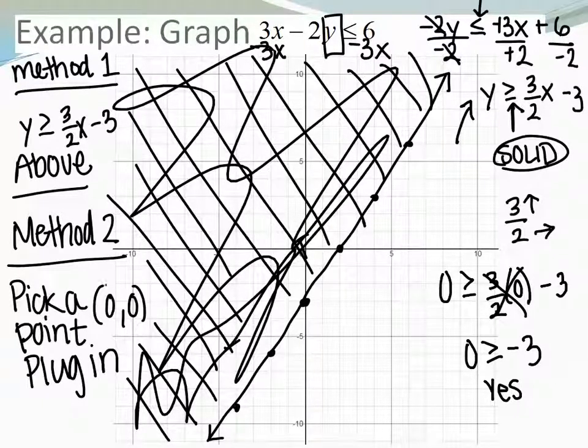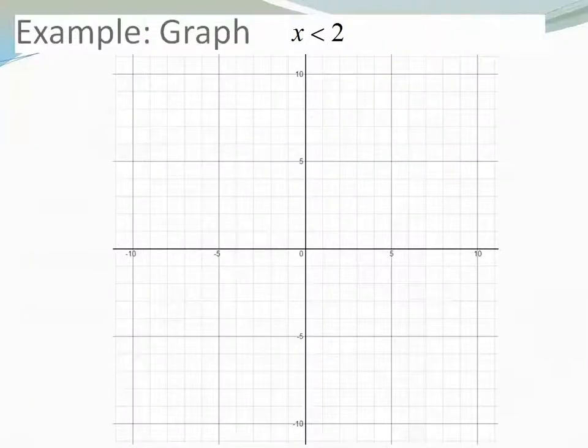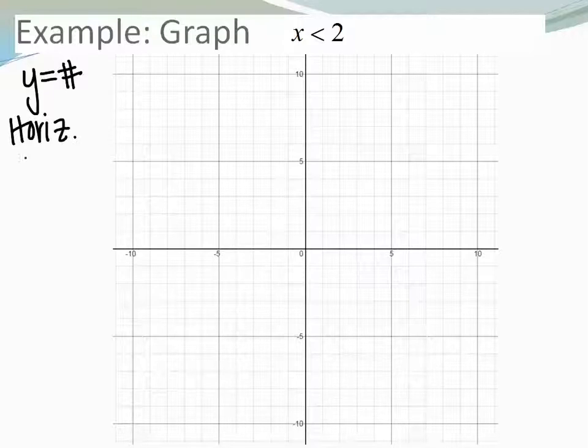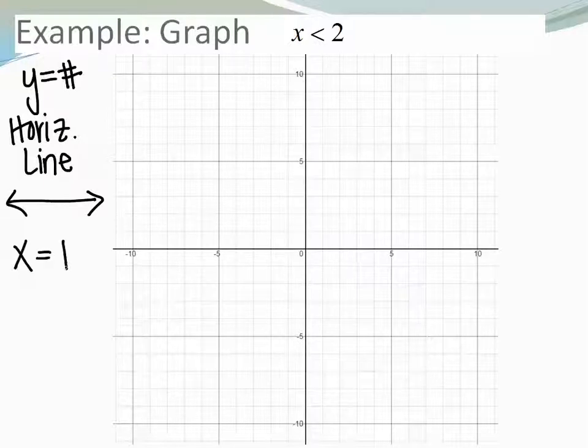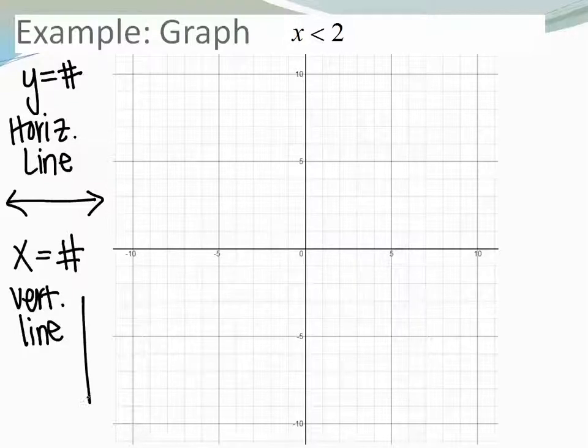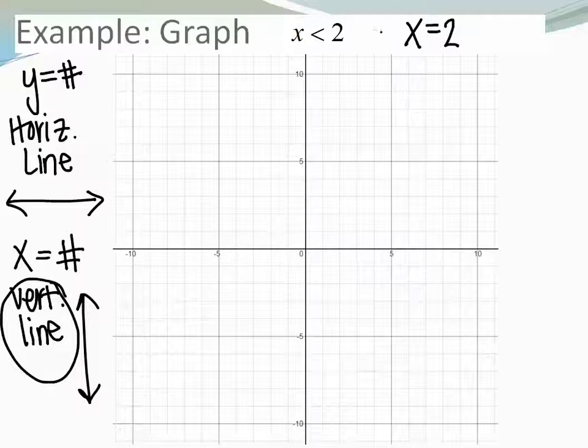Okay, and we're done. I'm going to show you one more example. Recall that if you have y equals a number, it's a horizontal line with a 0 slope. And if you have x equals a number, it's a vertical line with an undefined slope. Okay, so if I were to graph x equals 2, it's x equals, so that makes it vertical, so up and down. But then I'm just going to start thinking about the inequality portion of this because it's less than.